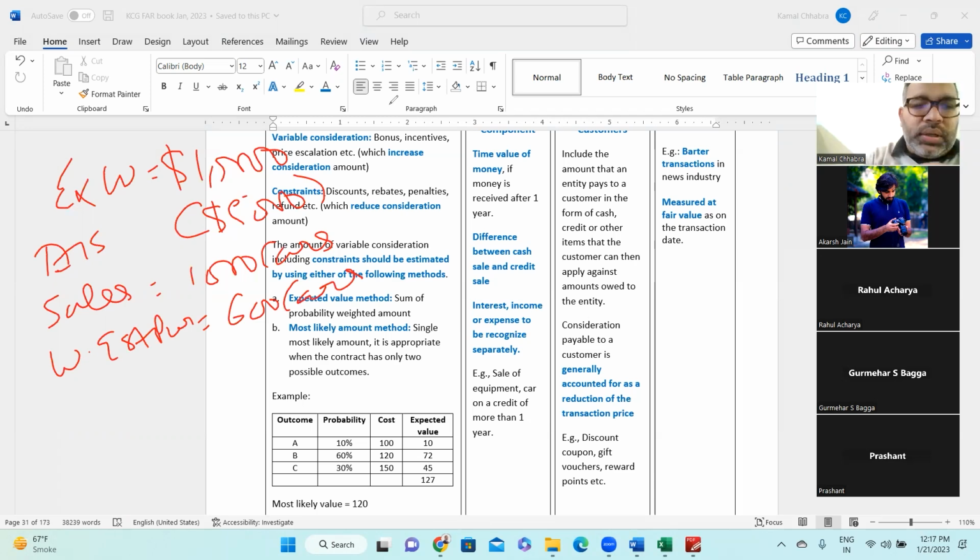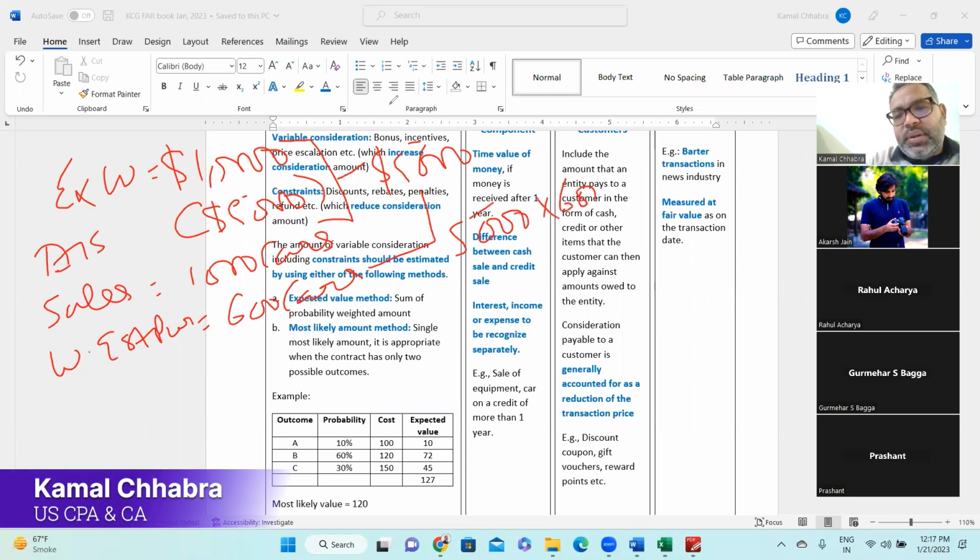If 600 cars will purchase this warranty, they will purchase at $5,000. So how much money can we expect? 5,000 multiplied by 600. How much is it? 300,000. So this method of estimation is called the most likely method. And another example, look at the example below here.